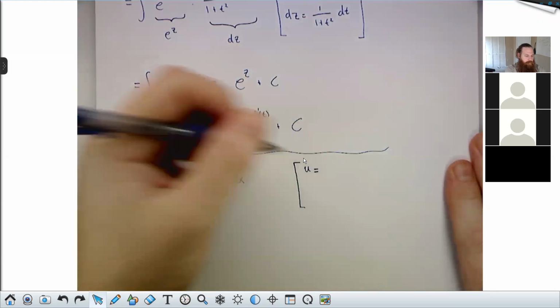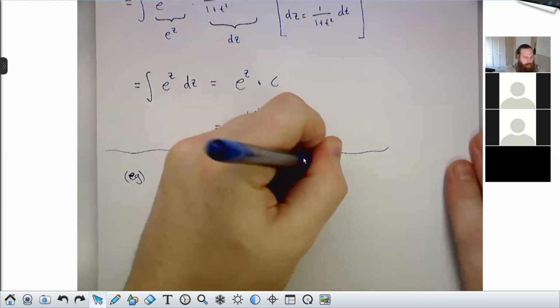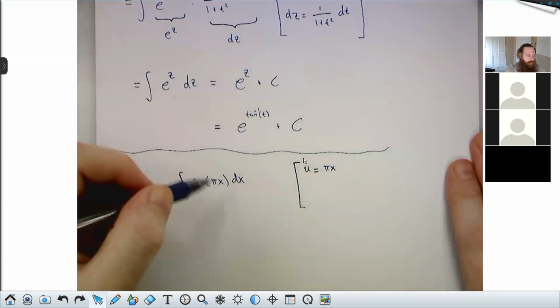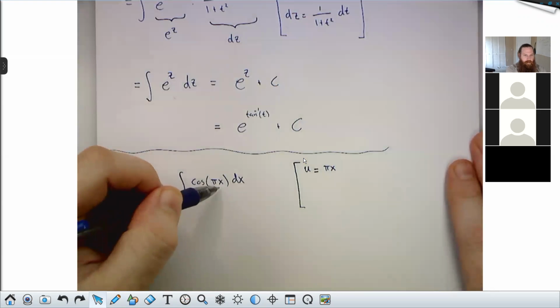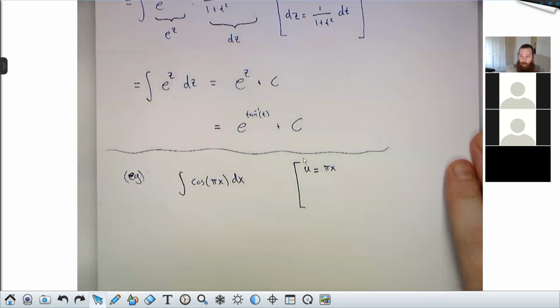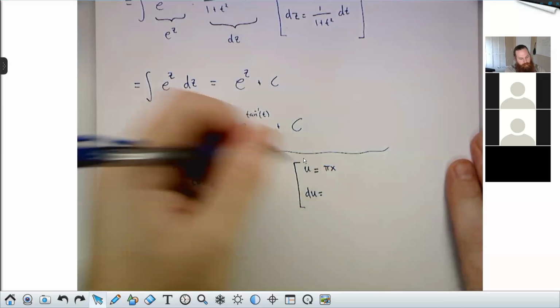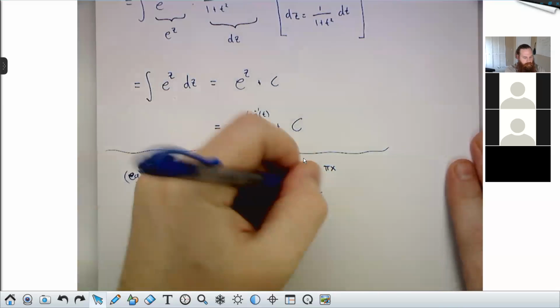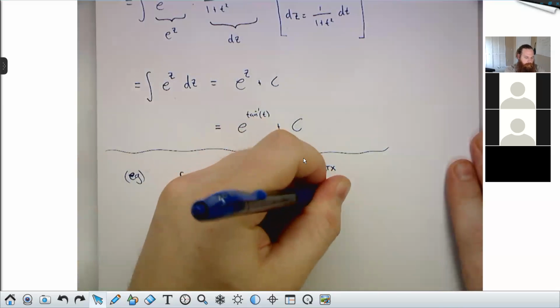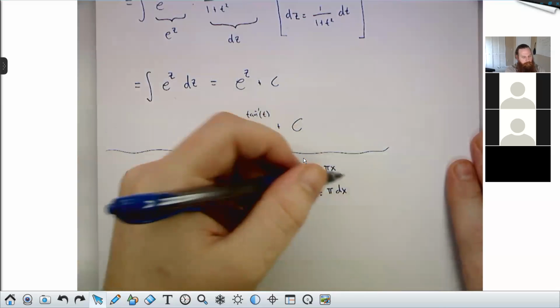Well, I could try substituting u equals pi x. That would get rid of the pi inside here. I just have cosine of u, which I know how to integrate, as long as the differential matches. But if you take the differential, du here is not just dx, it's pi times dx, right?